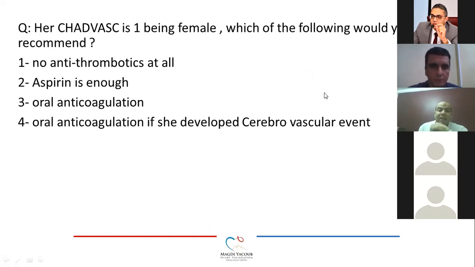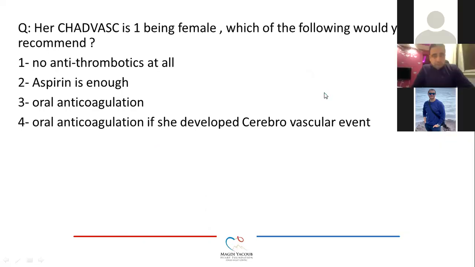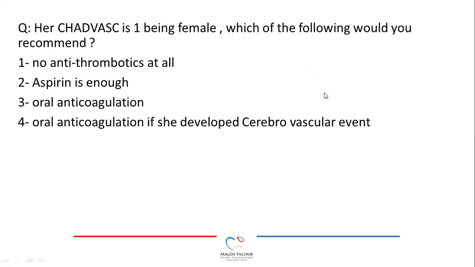Okay. The second question: her CHA2DS2-VASc now is 1, being female. Which of the following would you recommend? No antithrombotics at all, or aspirin is enough, or oral anticoagulation if she developed the cerebrovascular event? This is a question for you.